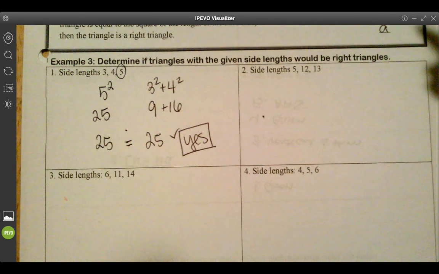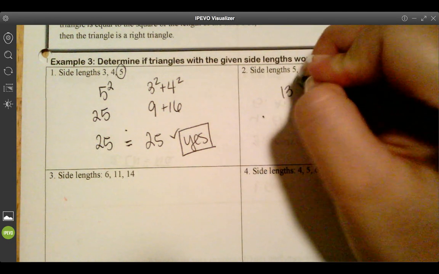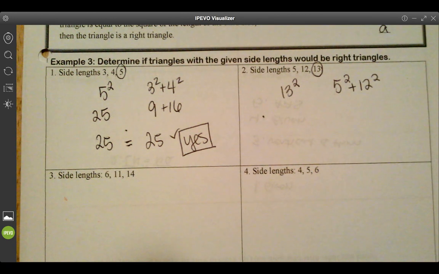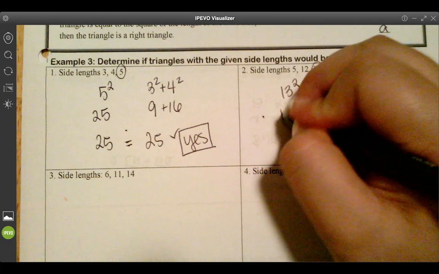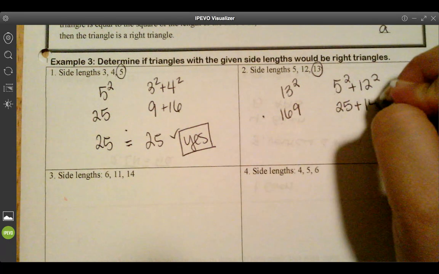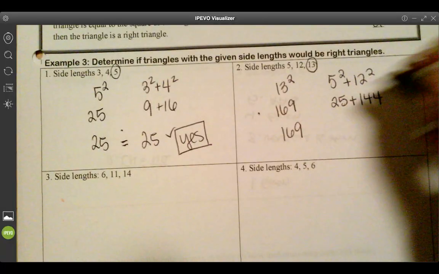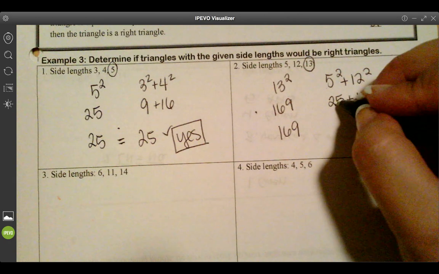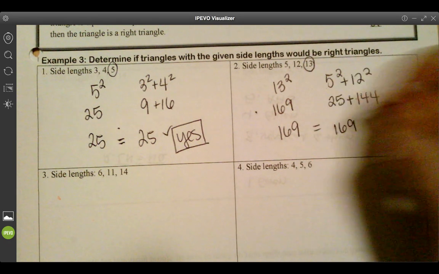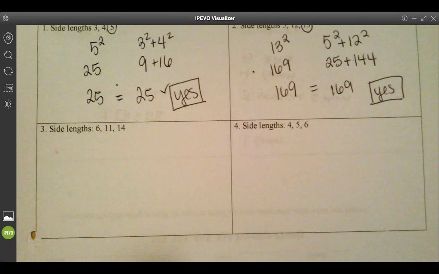Let's try this one. Again, the first step is to identify the largest number. That's 13. 13 squared goes here. The other two go together, 5 squared plus 12 squared. 13 squared is 169. 5 squared is 25. 12 squared is 144. So 169 is still on the left side. 144 plus 25 is 169. These are equal. That means yes, this is a right triangle. Go ahead and try these last two.